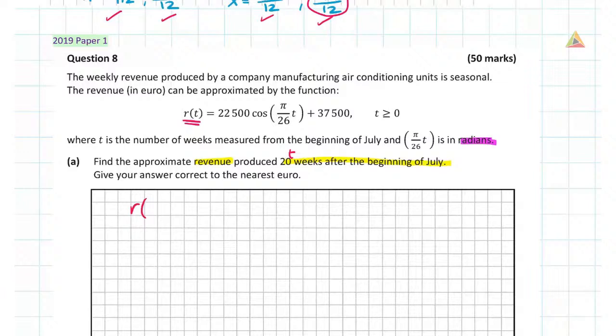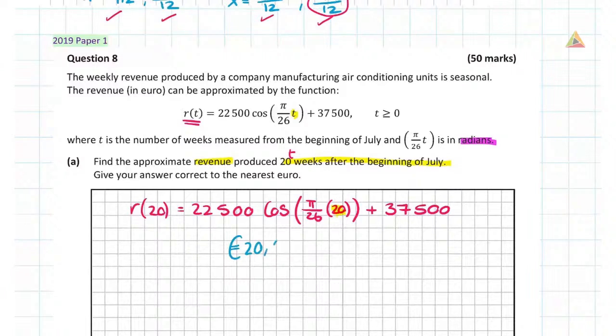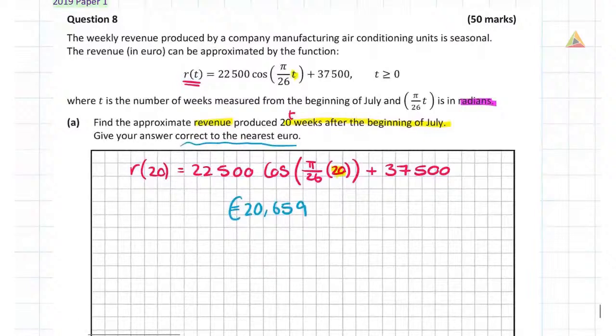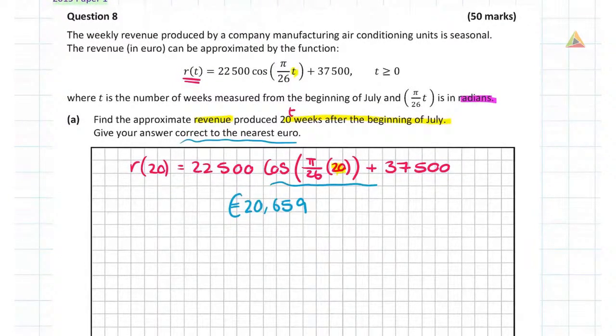So R of 20 is equal to 22,500 times the cos of pi over 26 times (T becomes 20) plus 37,500. So you can see the only thing that has changed is our T has become 20. And that's just going straight into your calculator. What we should be getting to the nearest euro is 20,659. And again, correct to the nearest euro gets us our full marks there. Again, make sure that your calculator is in radians when you're putting this function into it.